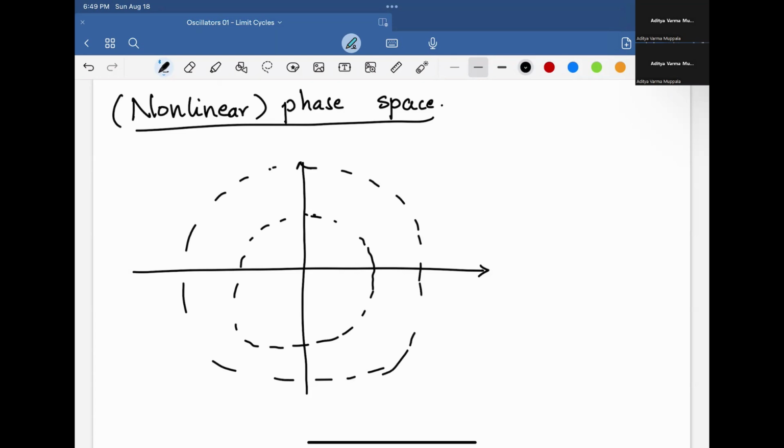Okay, it's like a donut region. So I'm talking about the region inside these two shaded circles. If I tell you that everything outside this region, all the trajectories are flowing in to this region, sort of like this maybe. And even on the inside, everything is flowing into that region.